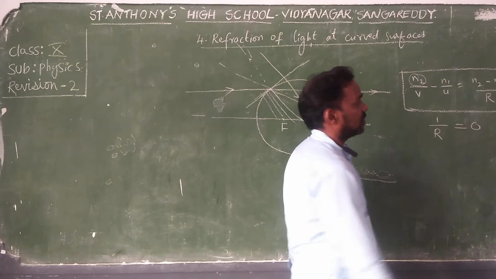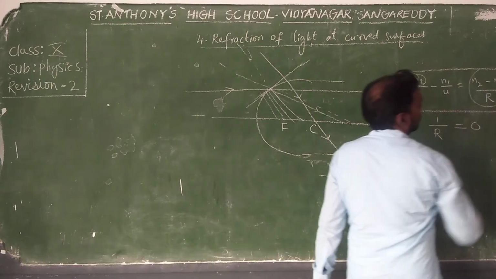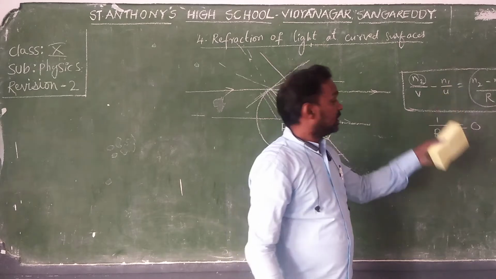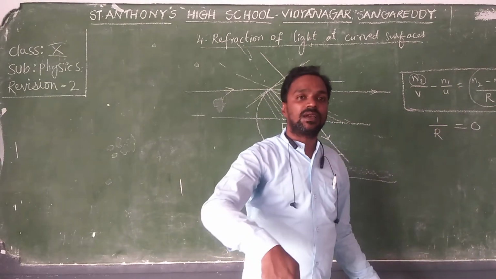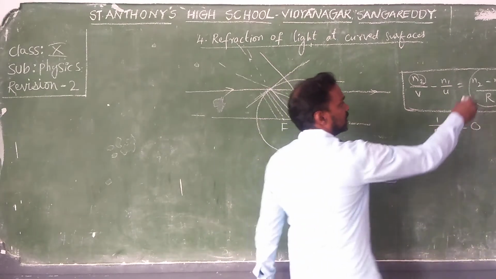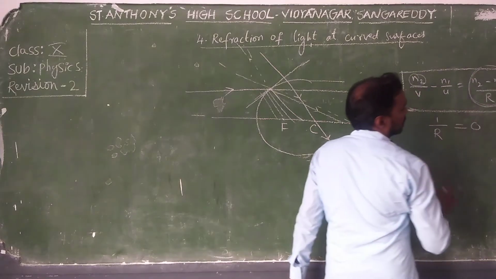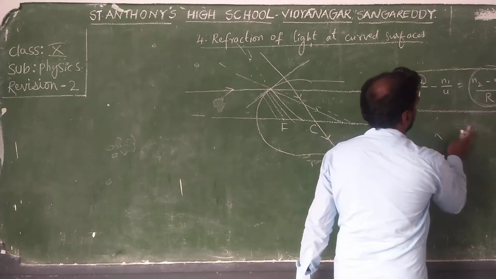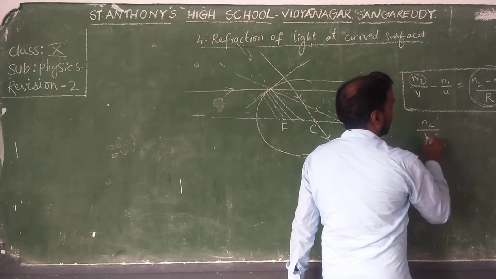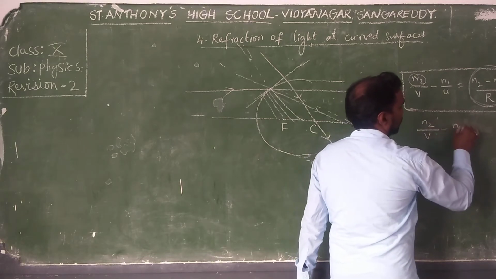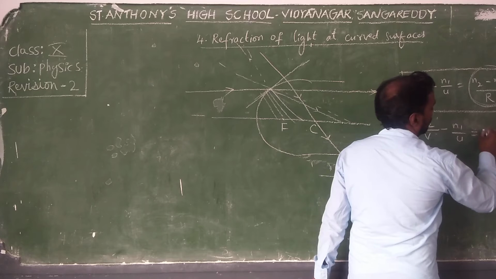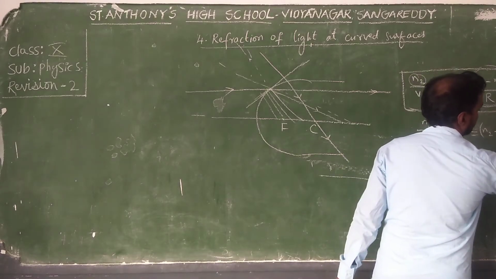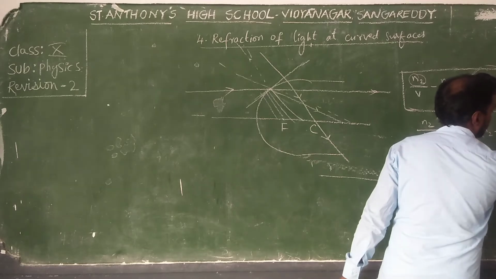1 by r becomes 0, which means this total becomes 0. Then this is the curved surface formula. In the case of a plane surface, this total value becomes 0. How? I just extend it like this: n2 by v minus n1 by u is equal to n2 minus n1 into 1 by r. This 1 by r is 0.